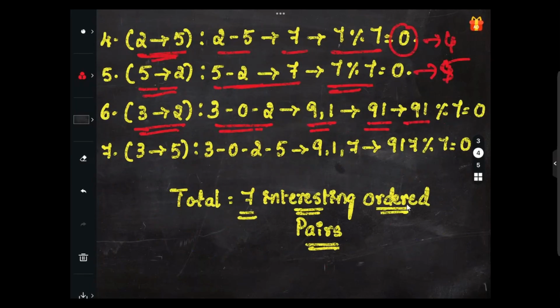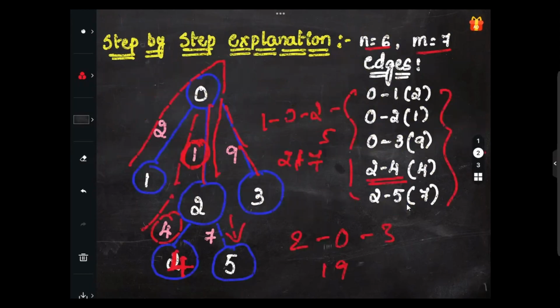So 9, 1. So this one, 91 modulo 7, we get the value 0, right? So 91 is divisible by 7. Again, the final one here is this one, 3 to 5. 3 to 5 we have already checked, no? So 3 to 5 it is, 3 to 0, then 0 to 2, then 2 to 5, right? So we have to go with 917, right?